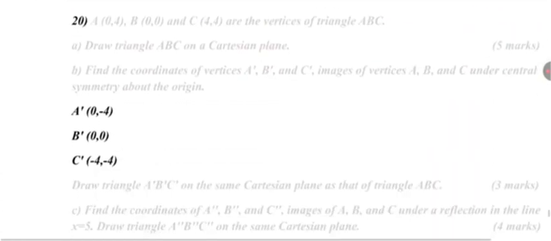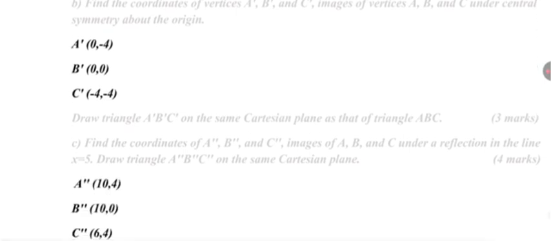There is number 20. We have the Cartesian plane, with coordinates A, B, and C as the vertices of triangle ABC. And we ask you to draw ABC on a Cartesian plane. And then we have to find the images A', B', and C' under the central symmetry about the origin, and then you get those coordinates, and you have to draw A', B', and C' on a Cartesian plane, and find the coordinates of A'', B'', and C'', the image of ABC under a reflection in the line x equals 5.